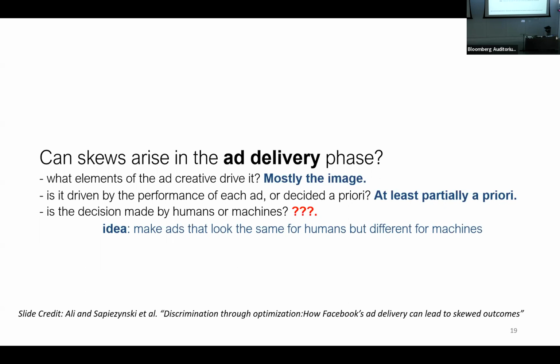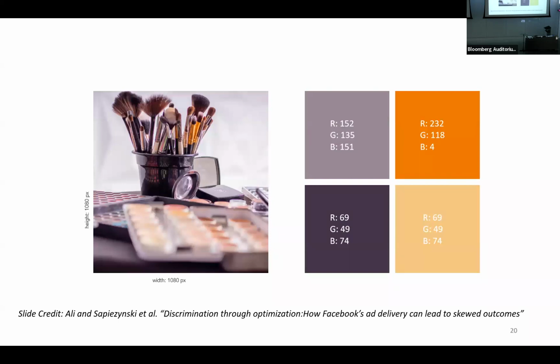The idea they went for, if you want to answer this question of what is causing this even before the ad is launched, is to design something that makes the ad look the same for humans, but different for a neural network that's processing the ad. And so how do you do that? Many of you might know, but let's make it explicit.